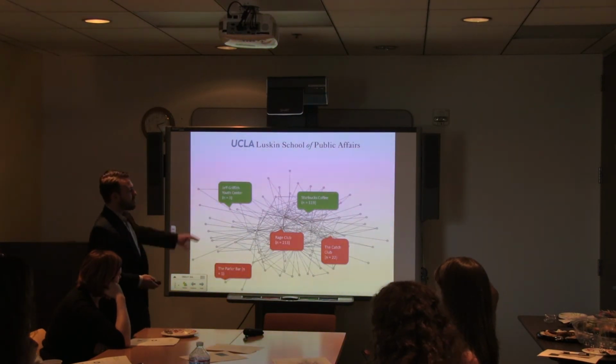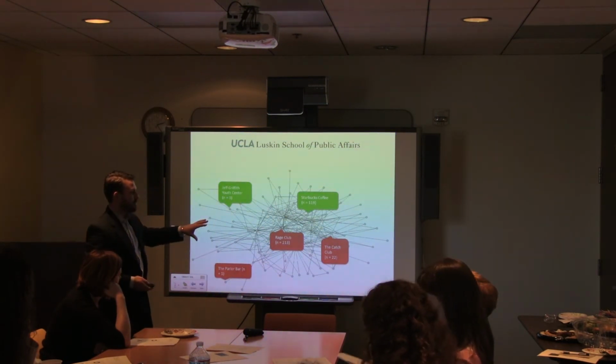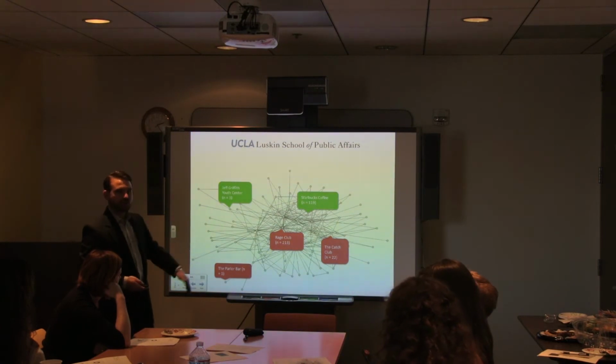So this is what our venue network looked like. Again, the nodes are venues, the connections are individuals who cross those venues.